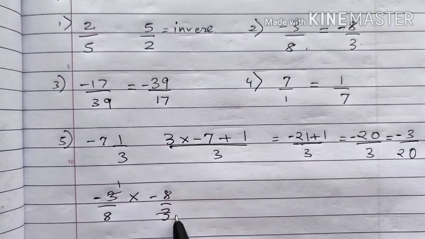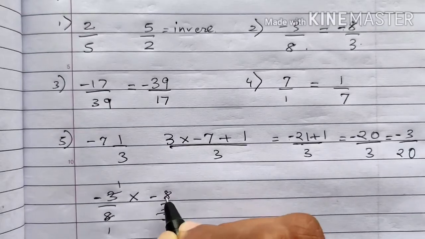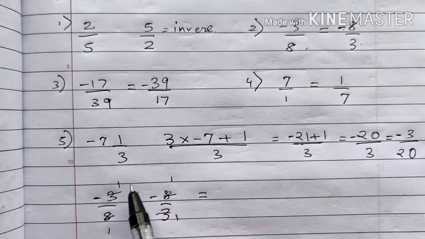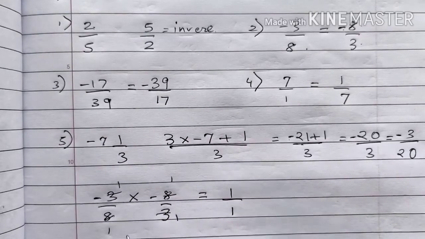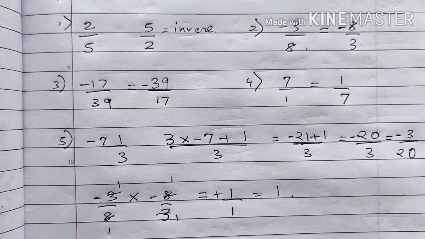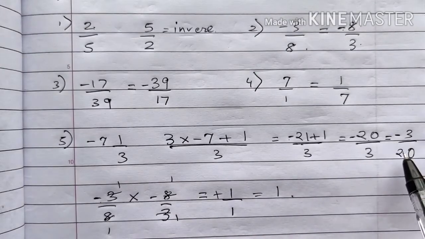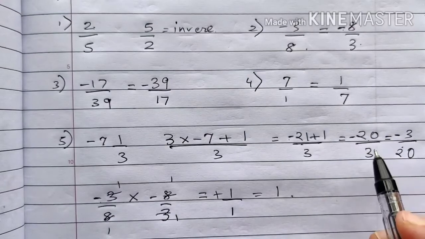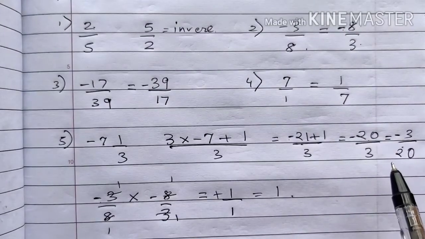See, 3 ones get cancelled. 8 ones get cancelled. Okay, so what is going to be my answer? 1 into 1 is 1 upon 1. Minus into minus is going to be plus, so that gives me 1. So remember, when you get the answer, to check if your answer is correct, just multiply that inverse with the original number. Your answer should always be 1 and not minus 1.